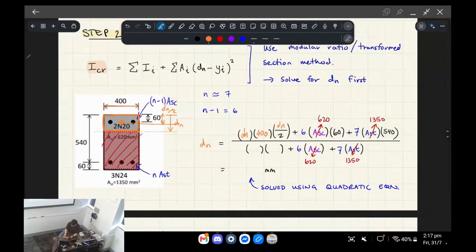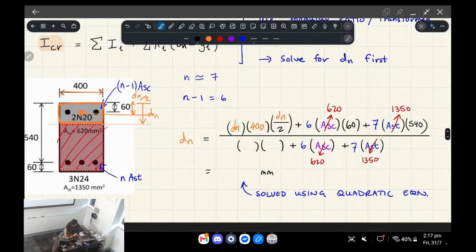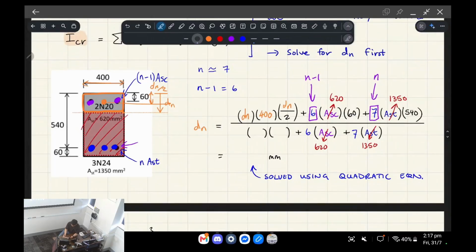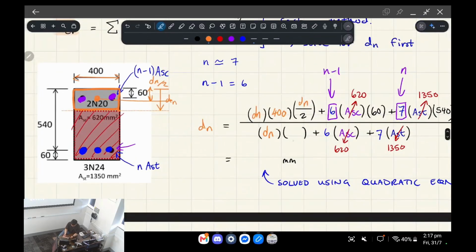Then we add on the contribution to the centroid of the tensile steel as well as the compressive steel, which doesn't change from before, except that the tensile steel will now use a modular ratio of 7 rather than 6. So this was n minus 1, and for the tension steel, it's just n. Then we divide by the area of everything.